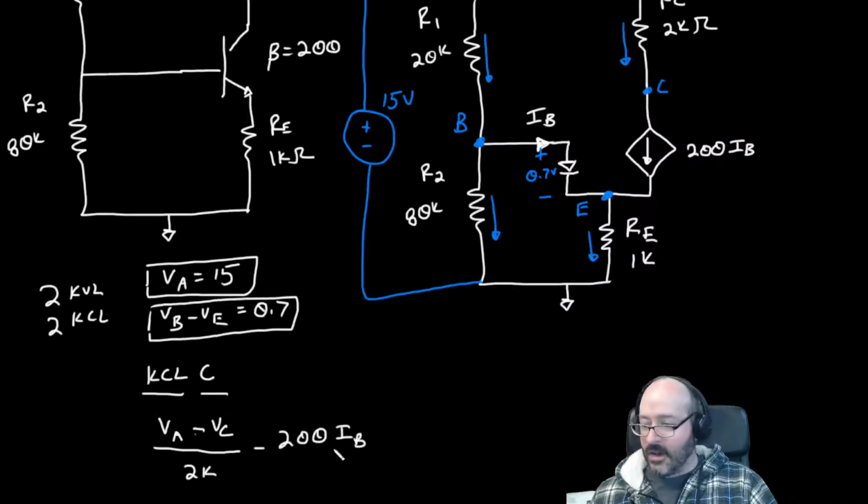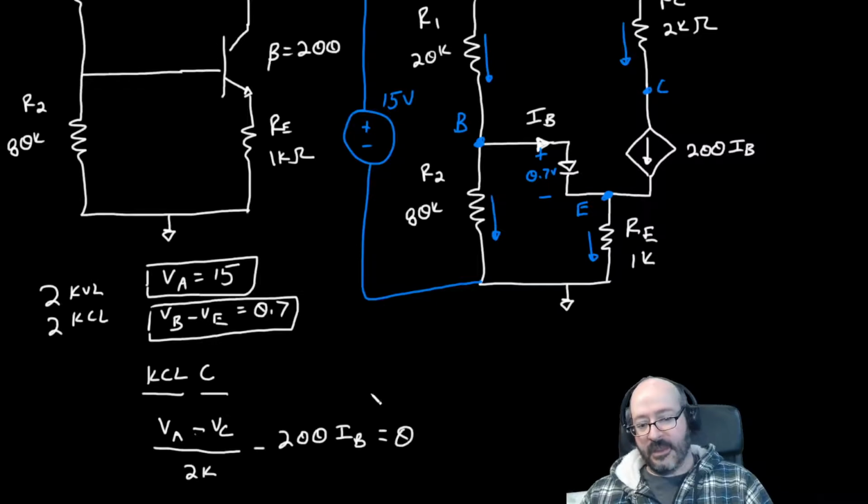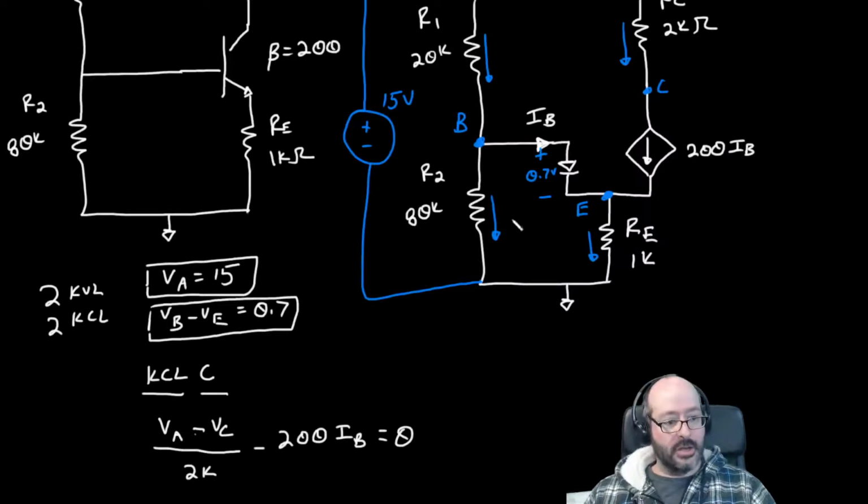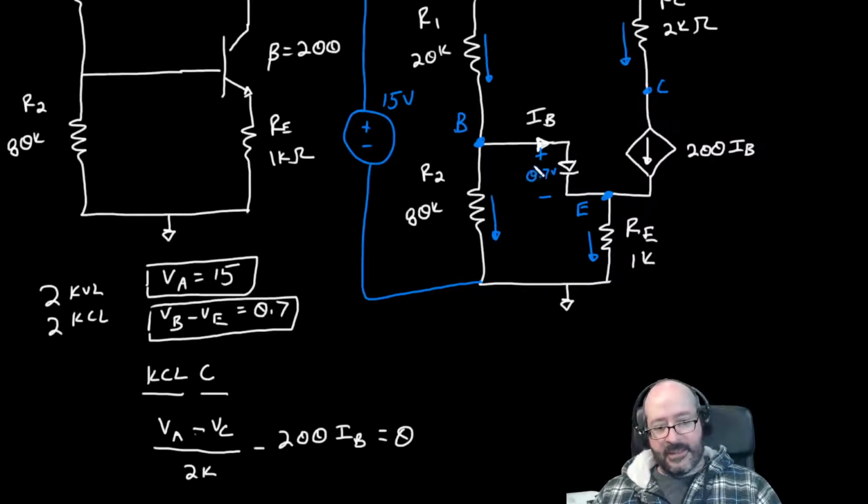Okay, I have to write an expression for IB. That's equal to 0 because that's not one of my unknowns. So I have to be careful. I'm adding an unknown, and that unknown is the control variable of the dependent supply. That current is here, and it's not through a resistor. It's through a diode, so I don't know the resistance. That means I have to go find it another way.